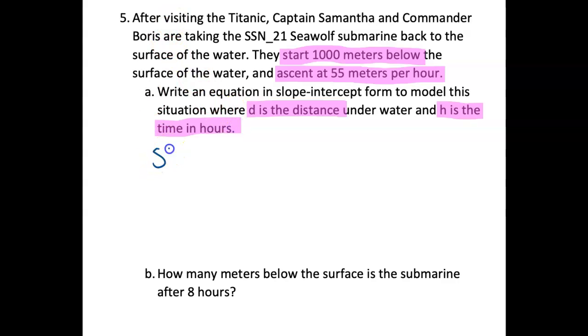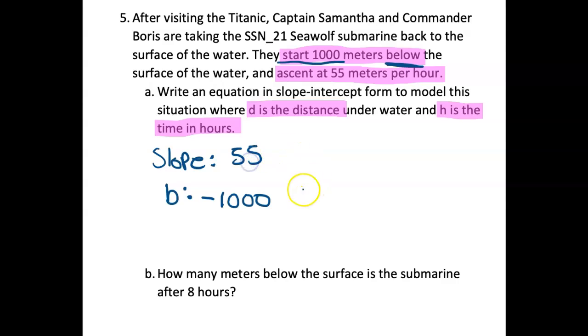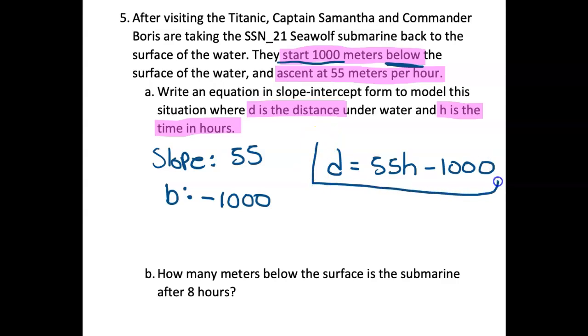So what is my slope and what is my b? The word start is your key point for the b, and the word below tells you that you're dealing with a negative number because it's below the surface of the water. The rate is 55 per hour. Now knowing that, they want d for distance instead of y. 55 per hour, they want you to use h, and then minus 1,000. This is your linear model for this example.